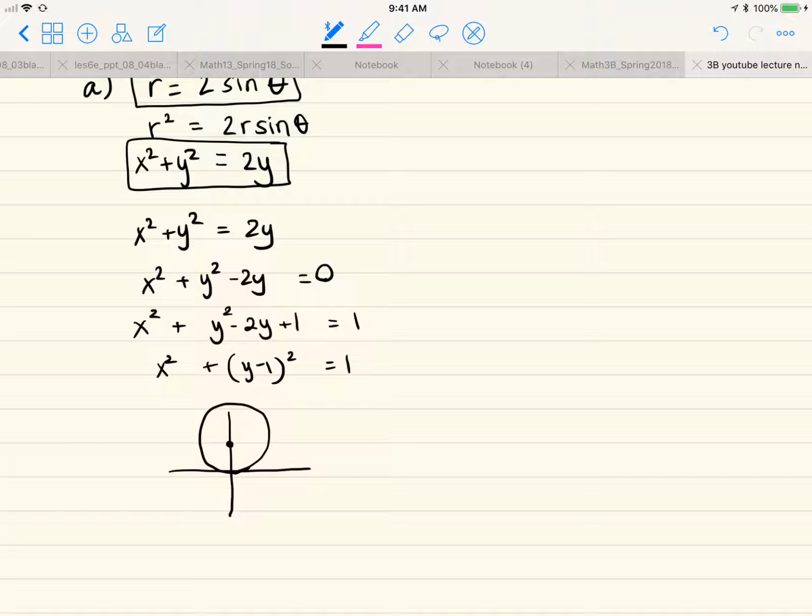Okay, so this is x. This was kind of a crappy circle, but you get it. So it is a circle, center 0, 1 with a radius of 1.